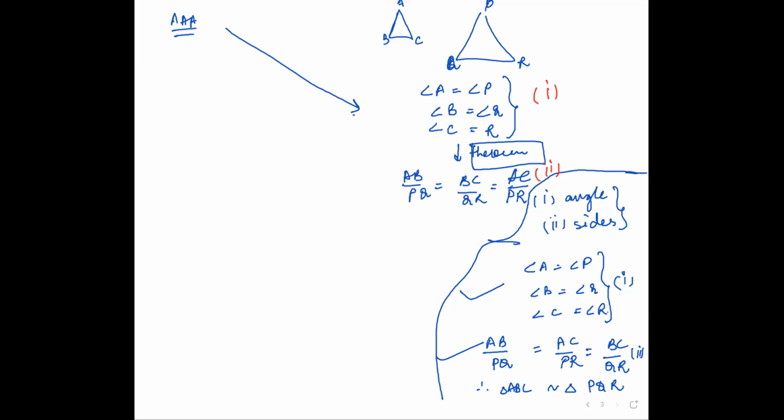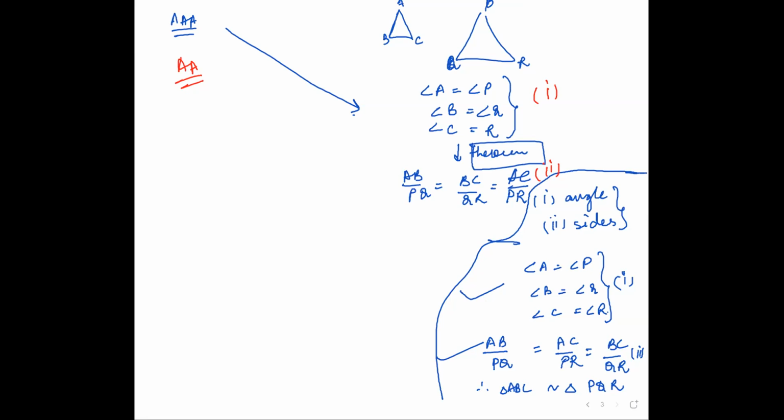Why are they similar? Because the two conditions are satisfied: angles also, sides also. So this criteria is called AAA criteria. It's also written here, this criteria is referred to as AAA criteria. It's also valid for two angles, which we have discussed, which I call AA criteria. On page number 132, at the top, you can see if two angles of one triangle are respectively equal to two angles of another triangle, then the two triangles are similar. Because the third one is ultimately going to be equal, that we know.